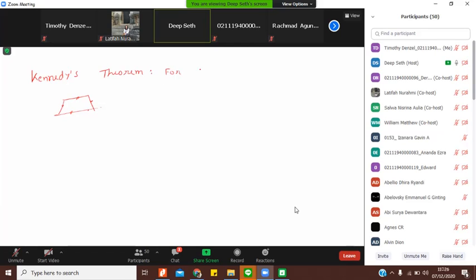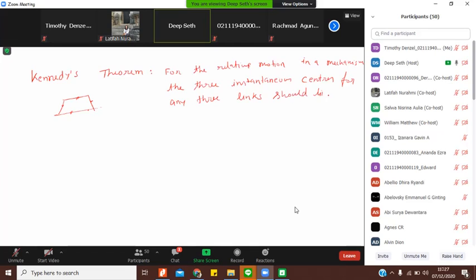Okay. So what it says, for the relative motion in a mechanism, the 3 instantaneous centers, you call it a center of velocity or center of rotation, it's up to you, for any three links should lie in a straight line. Okay. So this is Kennedy's theorem.